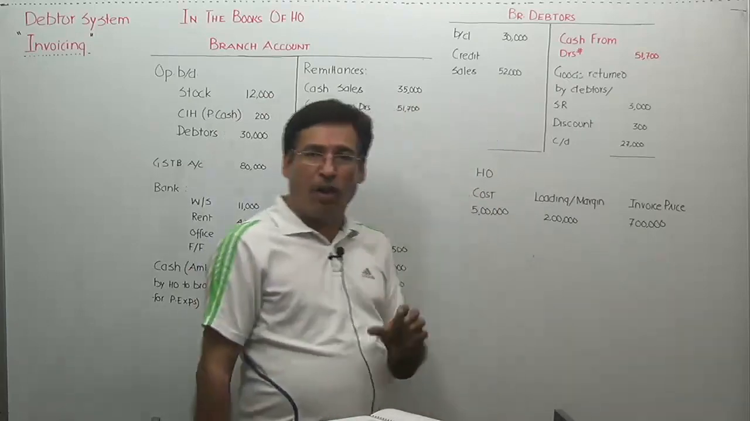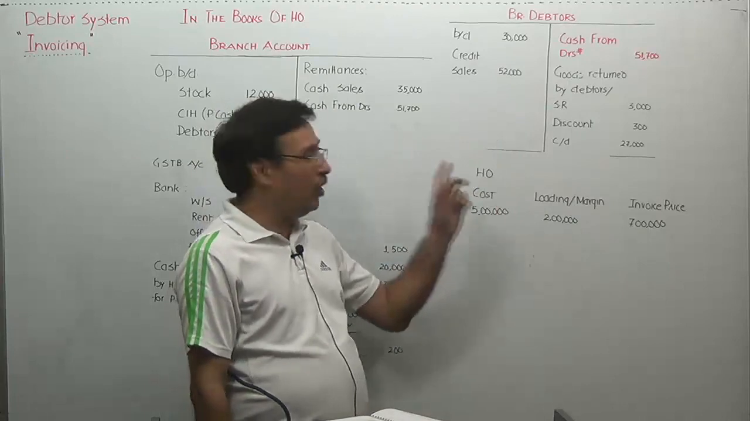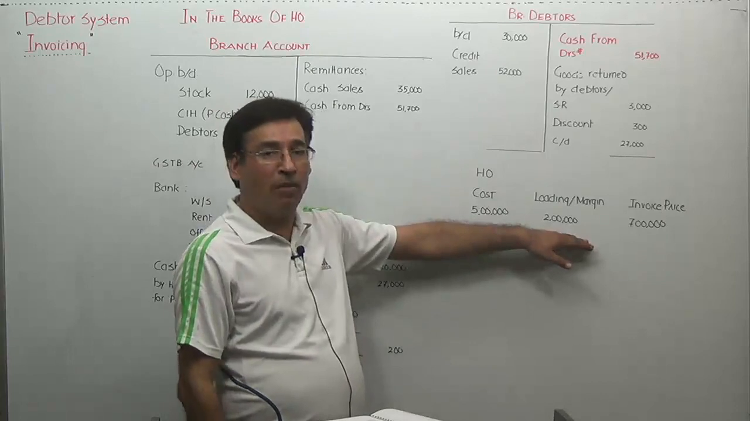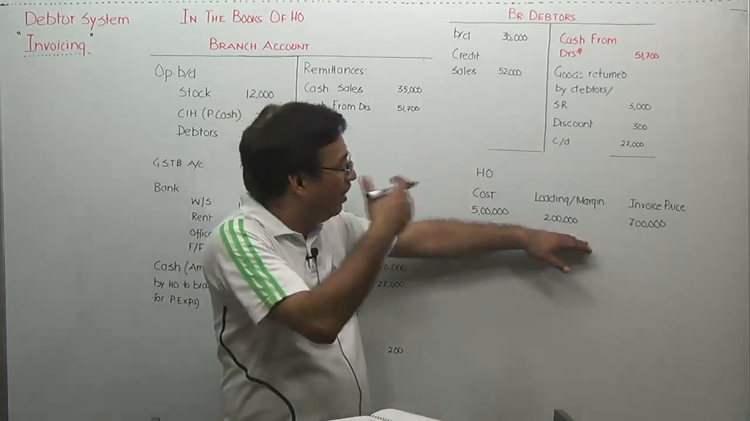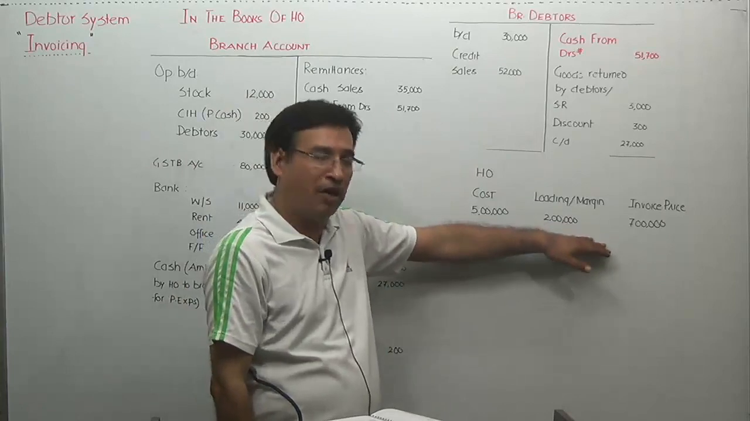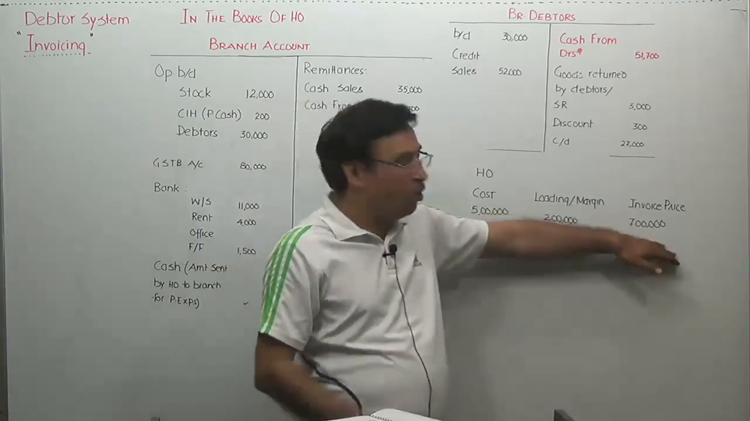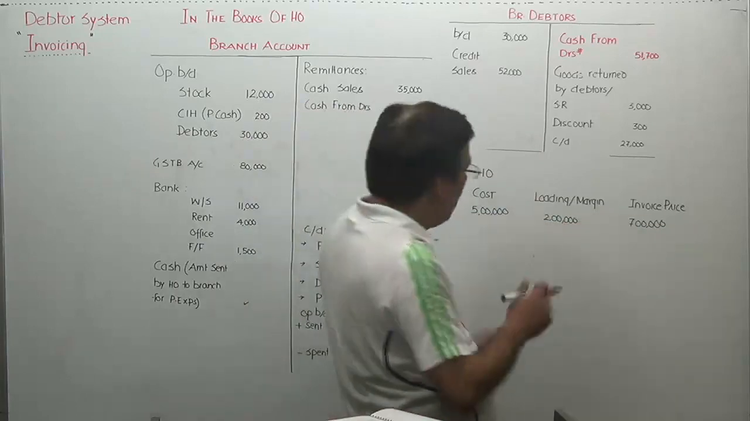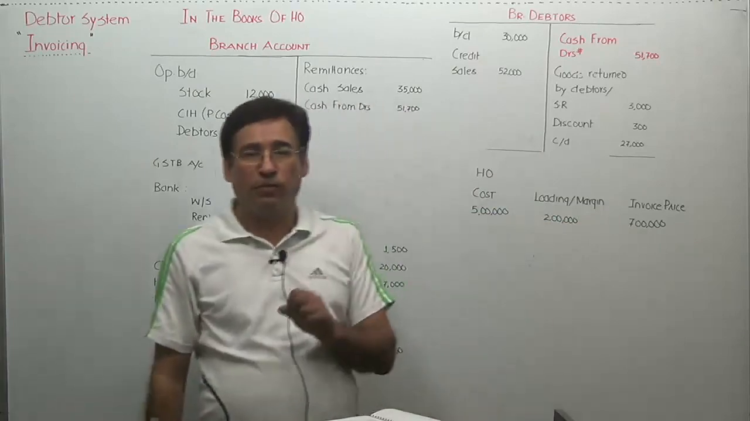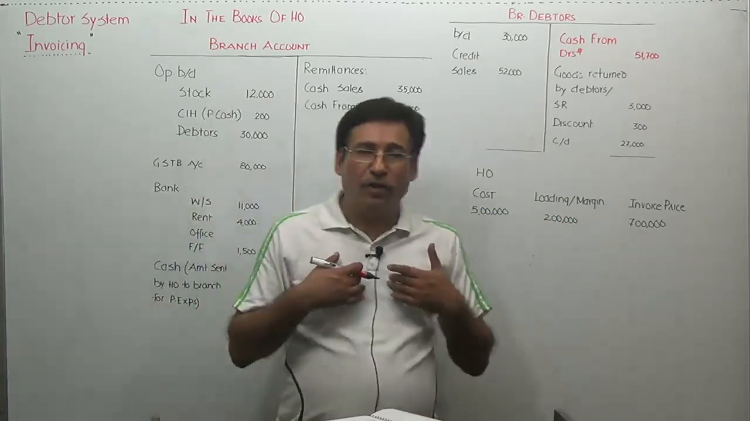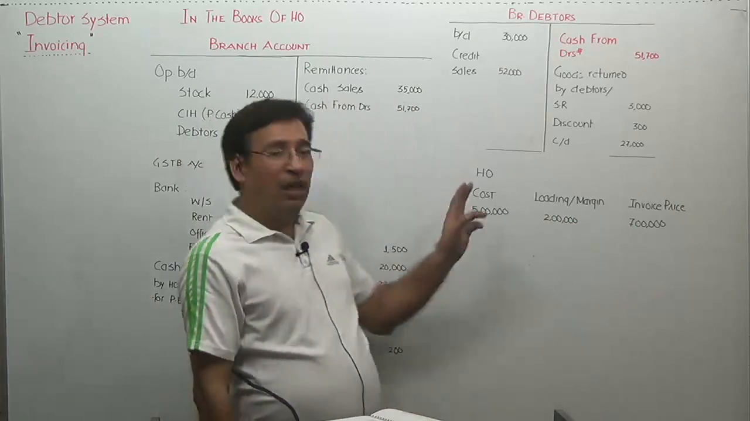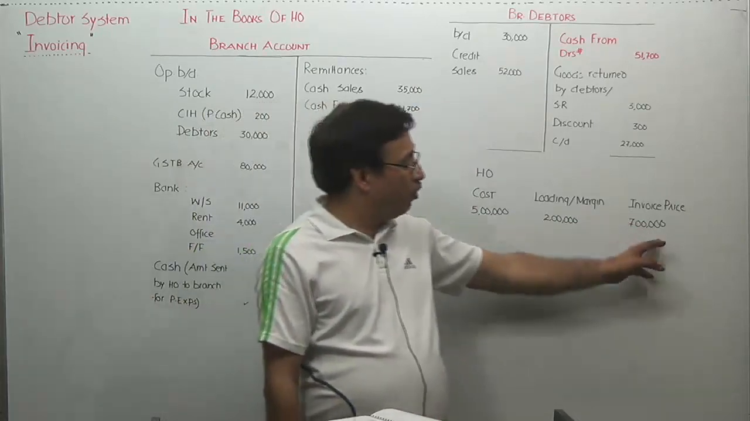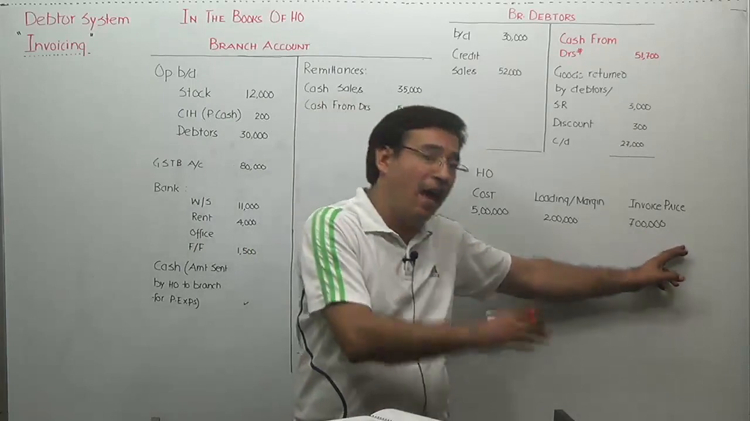In accounting terminology, from the point of view of head office, this is the cost price and this is the margin by which they enhance the price. This is known as loading or margin. And the price at which goods are being sent is known as invoice price. Is it clear to you? Now, I'm going to ask a question of you. I'm the head office, correct? Will head office ask its branch manager now to dispose the goods at rupees 7 lakh or above this price?